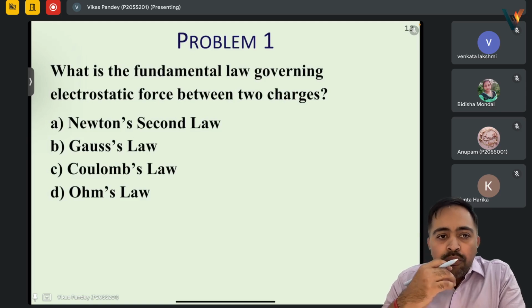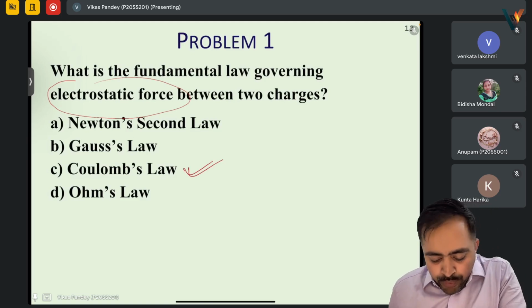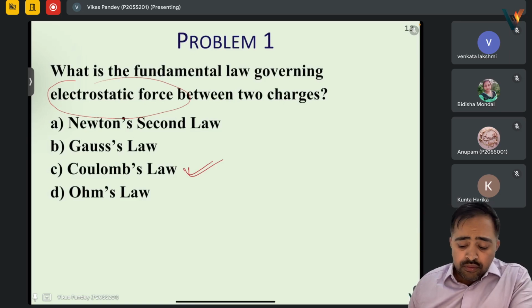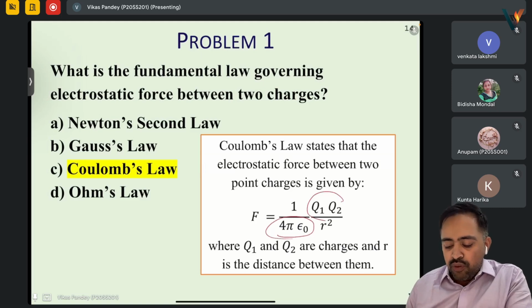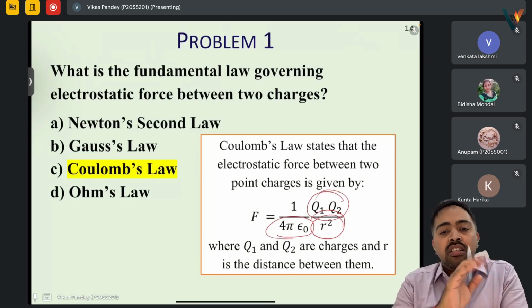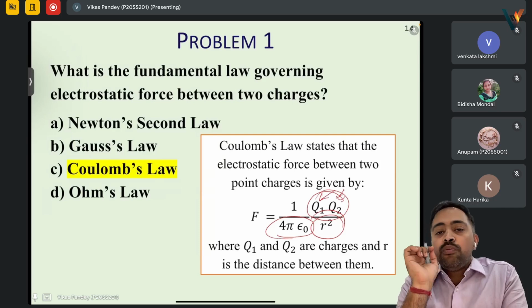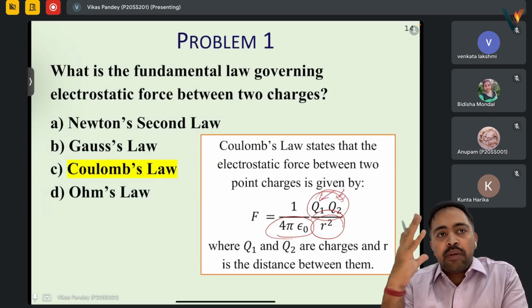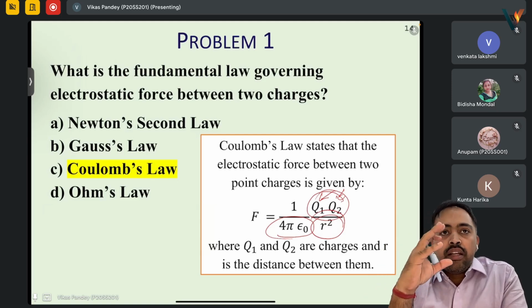So, when we talk about electrostatic force, that is defined by Coulomb's law. It gives the force as 1 upon 4 pi epsilon naught q1 q2 upon r square, where q1 and q2 are charges and r is the distance between them. When we are talking about q1 and q2, we are assuming them as point charges. That means they don't occupy space, they have a very limited space and are confined there.